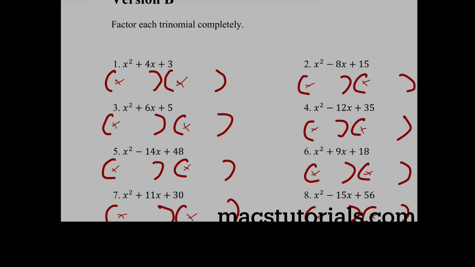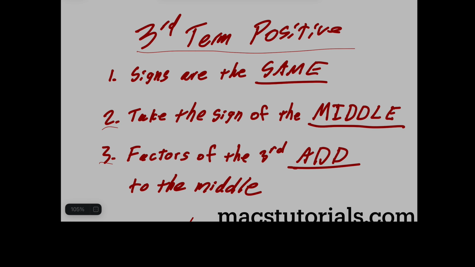Okay, we're now going to do version B of the third term positive factoring. So just a reminder on here, third term is positive, signs are the same. Take the sign of the middle so they can be plus plus or minus minus. Factors of the third will add to the middle.